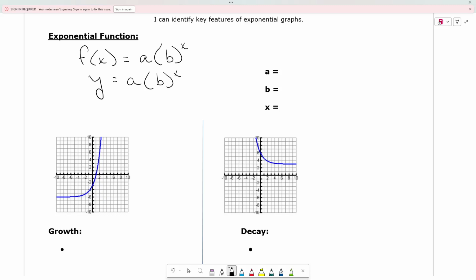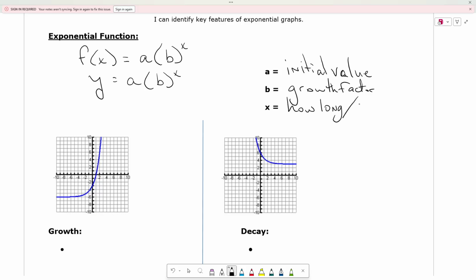where a is our initial value. That's what we start with, our starting point. B is our growth factor. That's what we're going to be multiplying by over and over and over. And then x represents how long something is going to be growing, or how many.